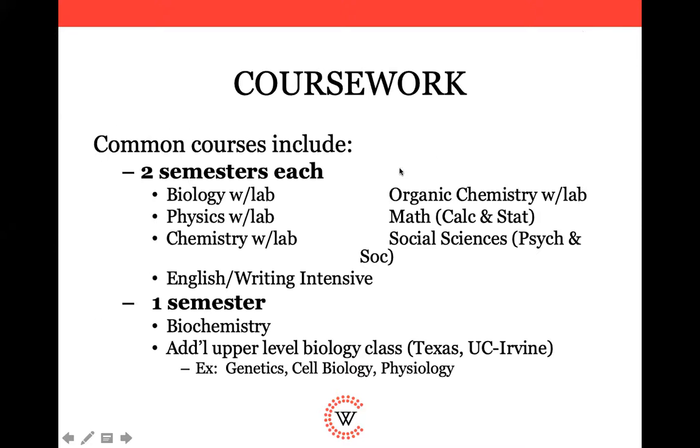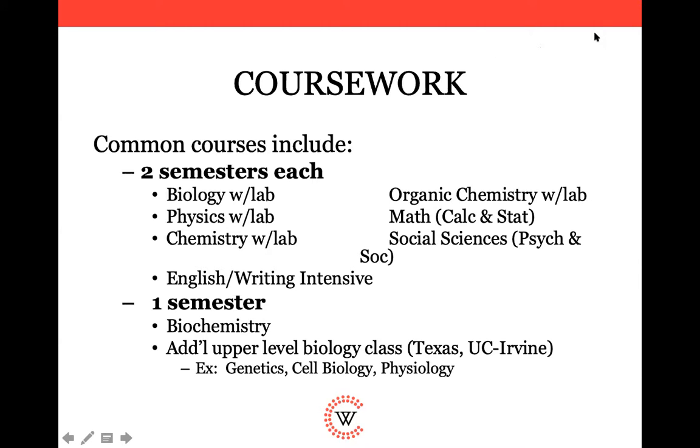So let's see, coursework. Common courses include 2 semesters each of biology with lab, physics with lab, chemistry with lab, and then organic chemistry with lab, math, which includes 1 semester of calculus and 1 semester of statistics, social sciences, psychology and sociology, and English and a writing intensive.